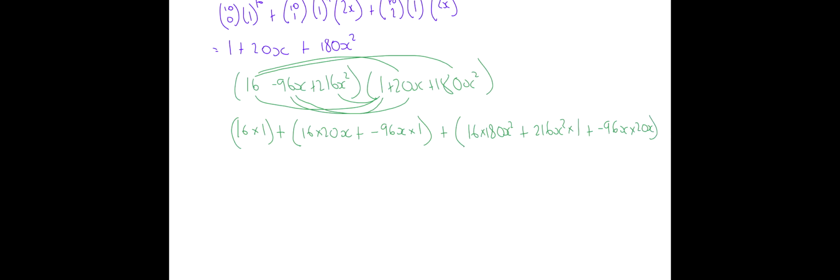So when we put all that together, this is just 16. If you put all that together, you get 224x. And if you put all of that together, you get 1176x squared. And these are the first 3 terms in ascending order of our original expansion of that. That is question 13 from 6B.